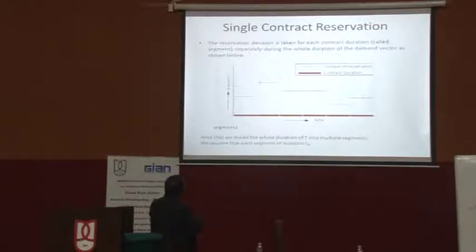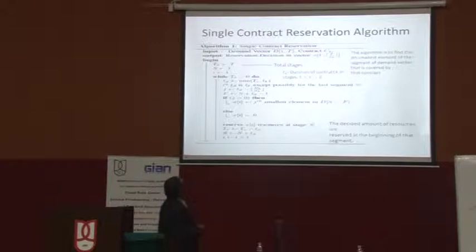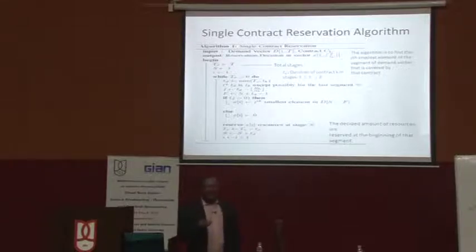Now, each one of these, from here to here, is called segmentation, the duration of segmentation as TK. Okay. Now, let's look at a single contract. One contract. This is the demand vector, but now the demand vector is basically the requests you demand. You can demand 1, 2, 3 resources or whatever your requests.